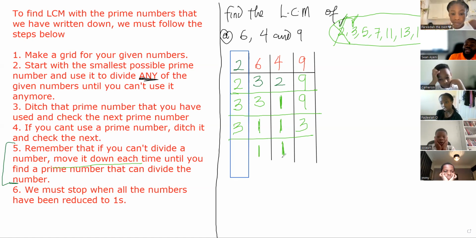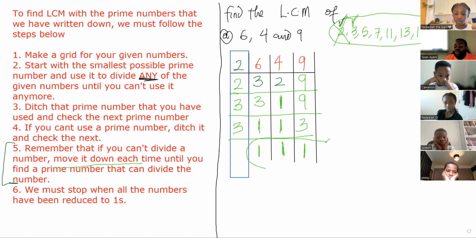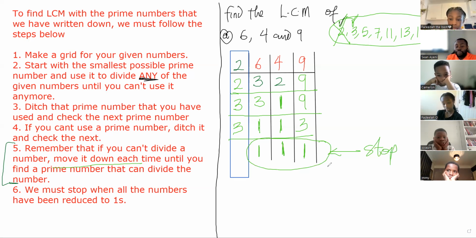So we're moving down to the next. Can we divide 3 by 3, guys? Yes. And 3 divided by 3 will give me what? 1. Now, can someone read? Naomi, read step 6 for me, please. It's on the board. We must stop when all the numbers have been reduced to ones. Has all the numbers been reduced to 1s? Yes. So we can do what? Stop.